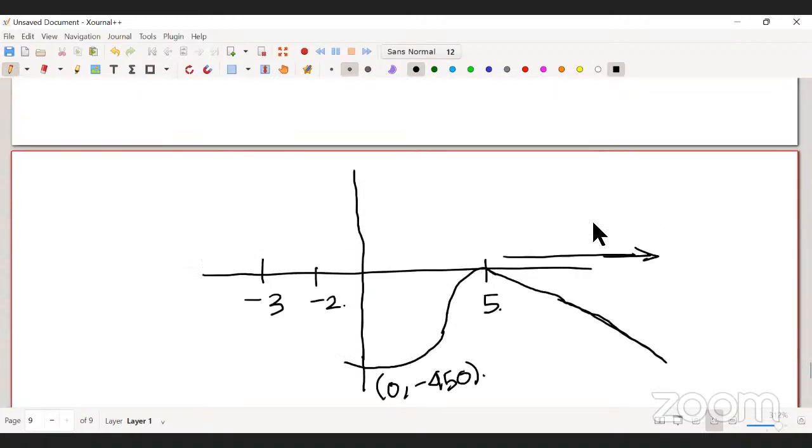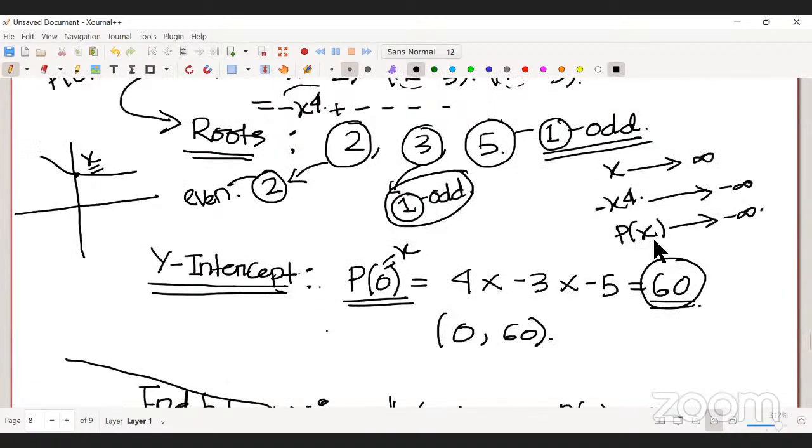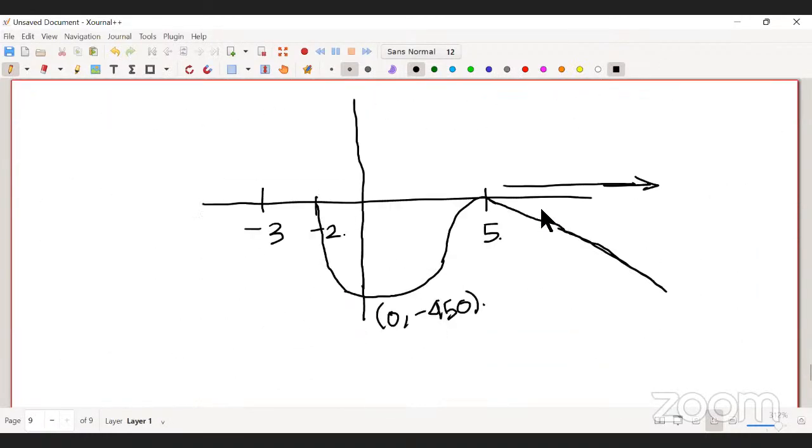Then it will go to -2, and we don't know whether it will cross at -2 or bounce back. For that I have to check the multiplicity of -2. That's odd. -2 is odd, so it will cross the x-axis. Again it will cross the x-axis, and again it will come back to -3.